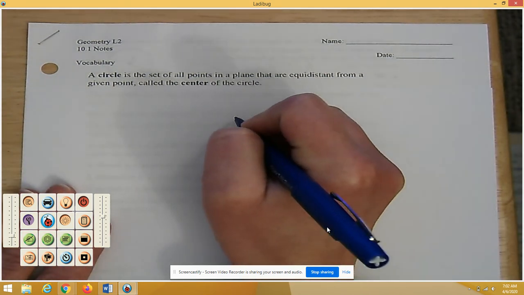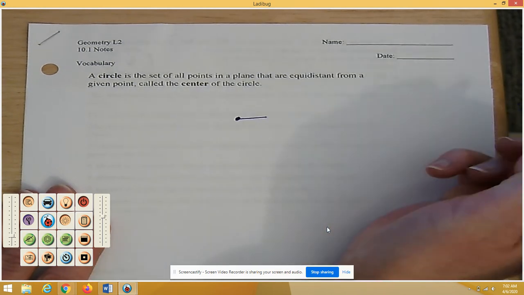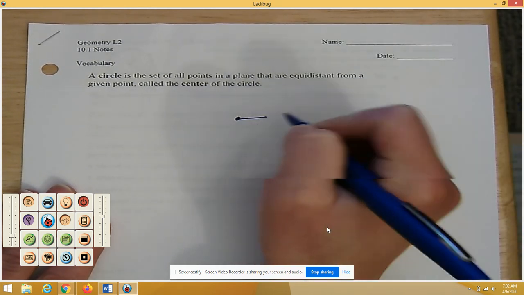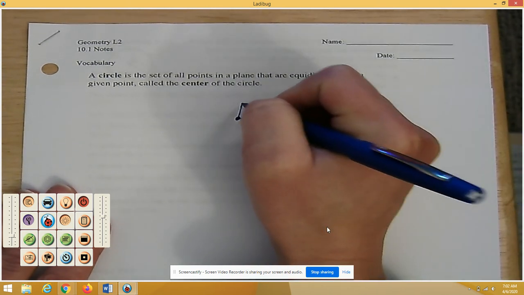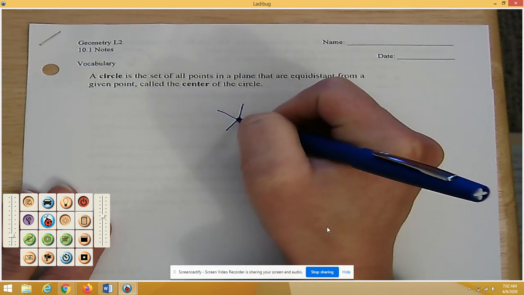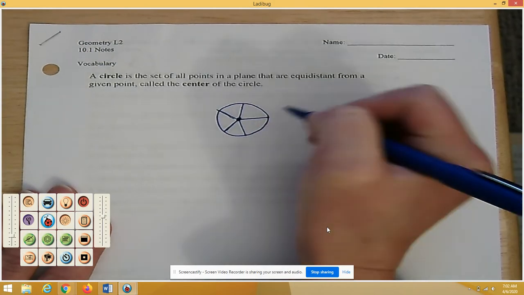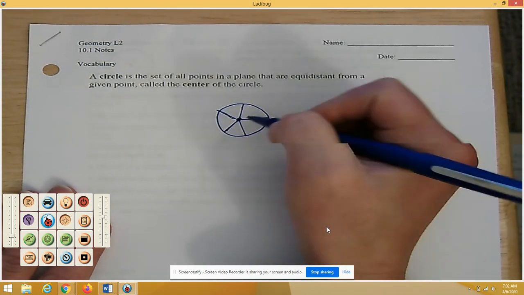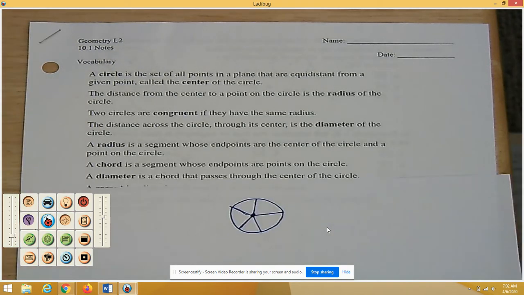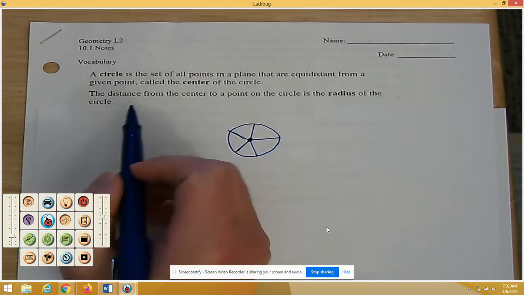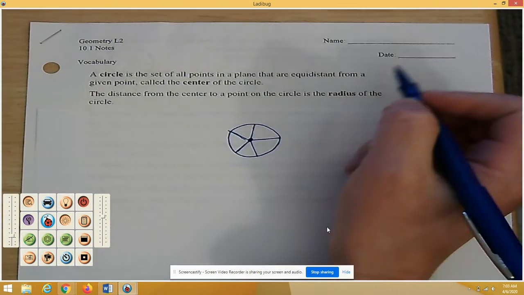So here you would have a particular center, which I'm going to mark with this point, and then a segment, and we're going to have a name for that in just a minute. And basically, we would just keep repeating that length all the way around. I'm going to do the best I can here. And then when you connect all those points, there you get your circle. So this point in the middle is called the center, and there is a name for that distance. The distance from the center to a point on the circle is called the radius of the circle.